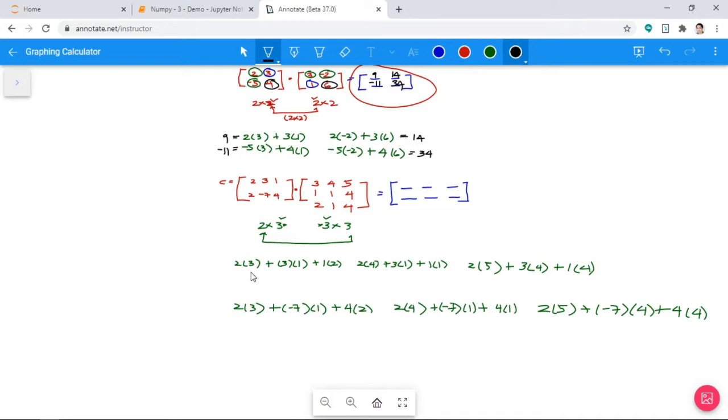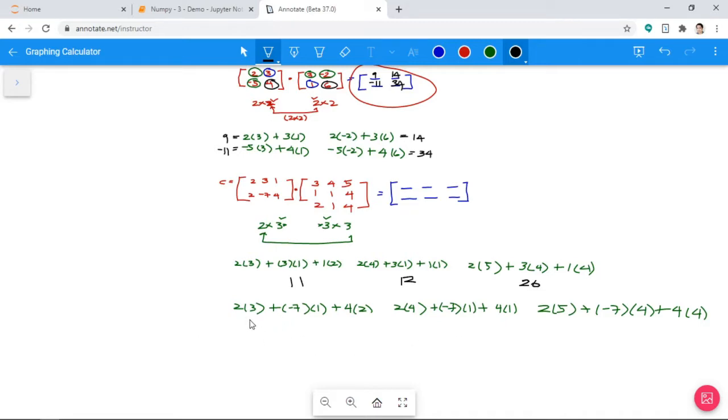So we have 6 plus 3 plus 2, that is 11. Here we have 8 plus 3 plus 1, so we have 12. Then 10 plus 12 plus 4, so we will have 26.